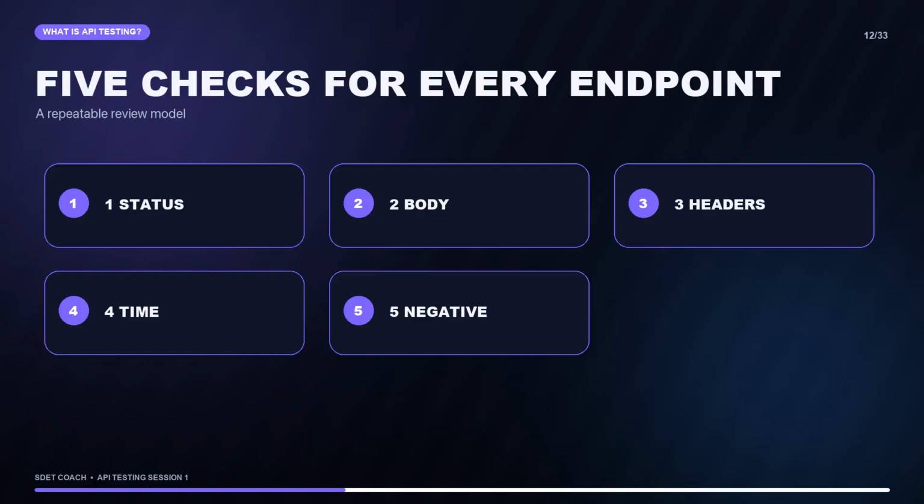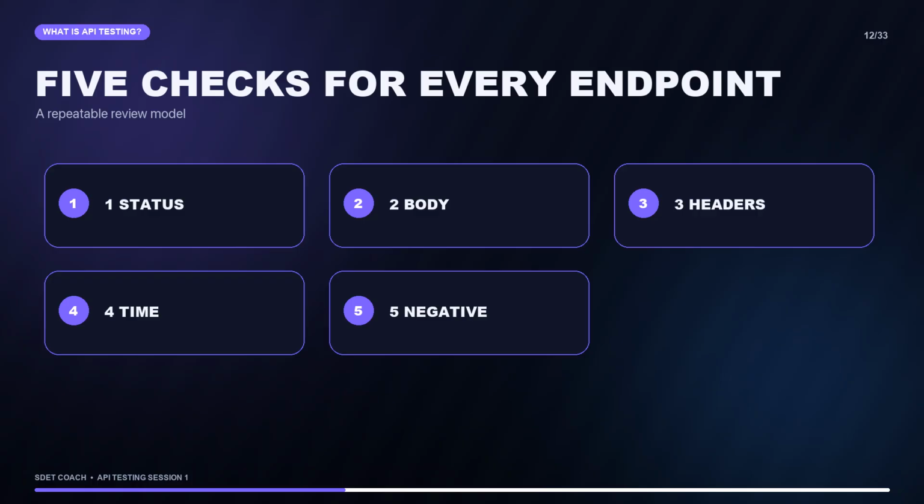Third, headers. Content-Type tells the client how to parse the body. Cache headers can affect whether users see stale data. Security headers and correlation identifiers may be part of operational requirements. Fourth, time. Choose a threshold that comes from a requirement or an agreed service objective. A 2-second assertion in a tutorial demonstrates the technique. A production threshold should be justified and stable in its environment.